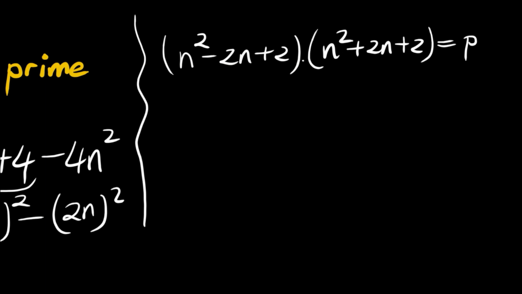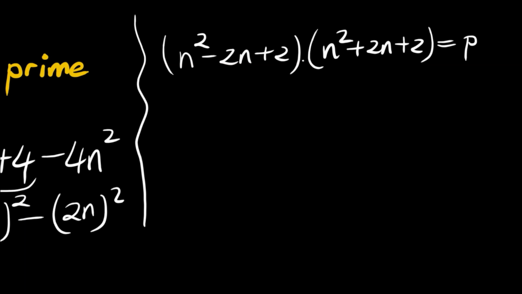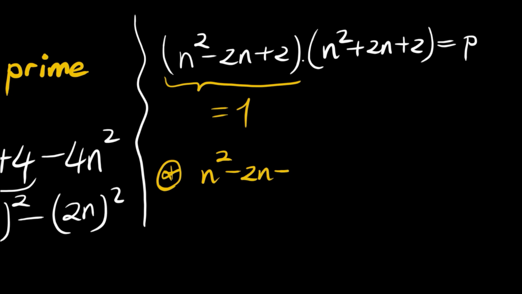Now my friends, a prime has only 1 and p as positive divisors, so one of these expressions, one of these factors should be equal to 1 or negative 1 maybe. Let's try equaling this one to 1, my friends. Then we will have n squared minus 2n plus 2 is equal to 1.